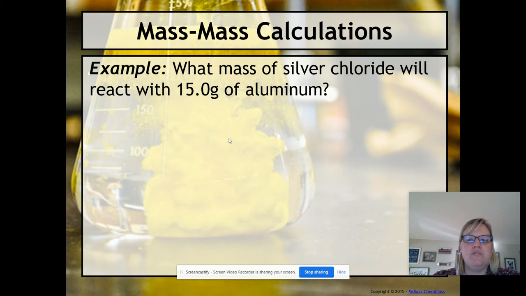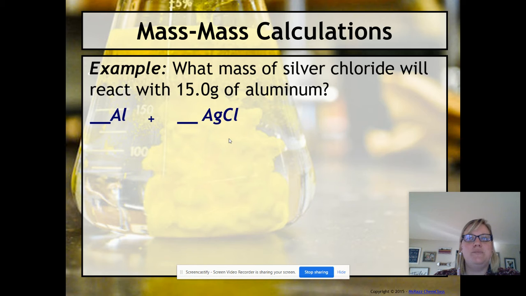What mass of silver chloride will react with 15 grams of aluminum? What's our known? If we look at this, our known is 15 grams of aluminum. So we know we have aluminum. And we're looking for silver chloride. Okay, so from those two reactants, we can come up with some products. So we have aluminum and silver chloride.